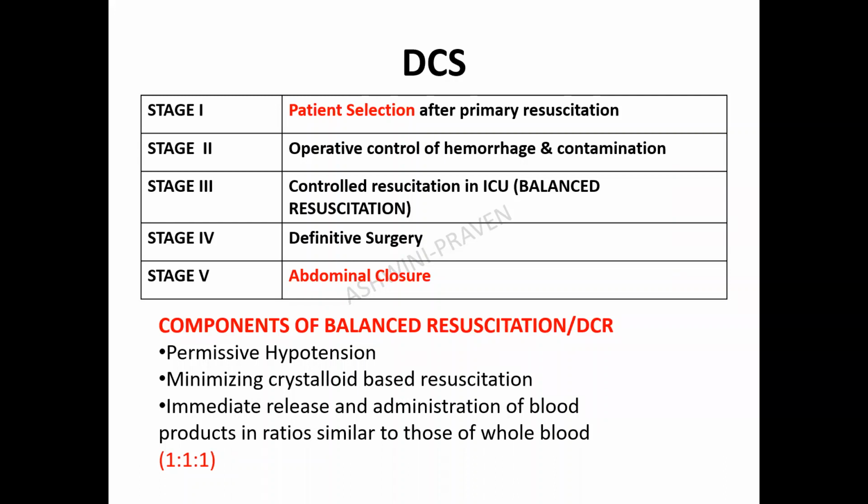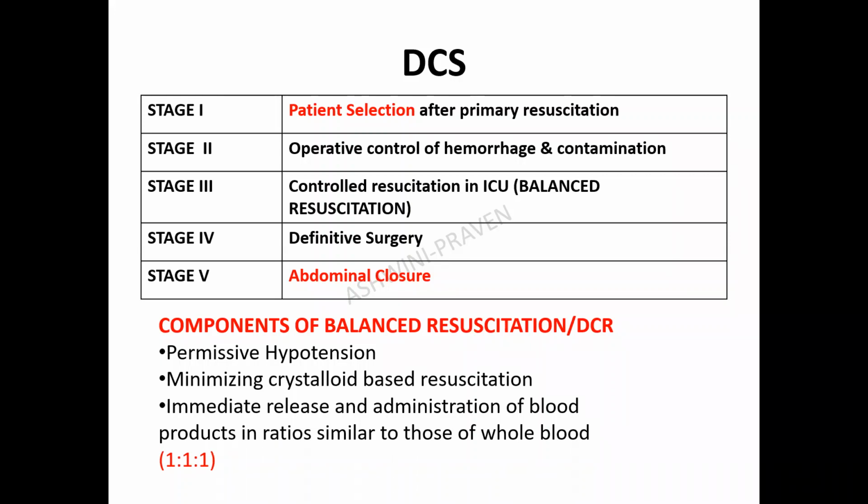Once you have picked up the BP to, say, systolic 90 over 60, you can proceed with stage 2, that is damage control surgery. As I told, 2 main aims: control of hemorrhage and control of infection. Contamination should be controlled, active hemorrhage should be controlled. That's all. No other aim of restoring anatomical continuity, nothing. After it is done, if you are able to close the abdomen, fine. If not, just temporarily close or put adhesive tapes and come out, and transfer the patient to ICU. So the second part of resuscitation takes place here.